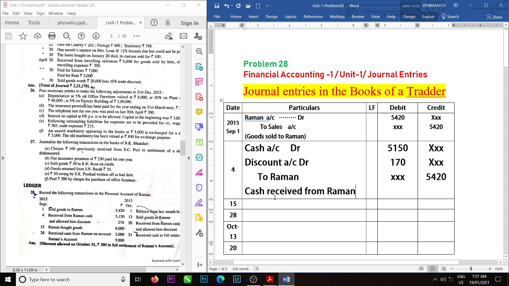Raman bought goods. Who bought goods? Raman bought goods. Who sold goods? Somebody sold goods. That's why Raman bought goods. Received cash from Raman on account. So, Raman purchased goods, and we sold goods to Raman. Same entry.